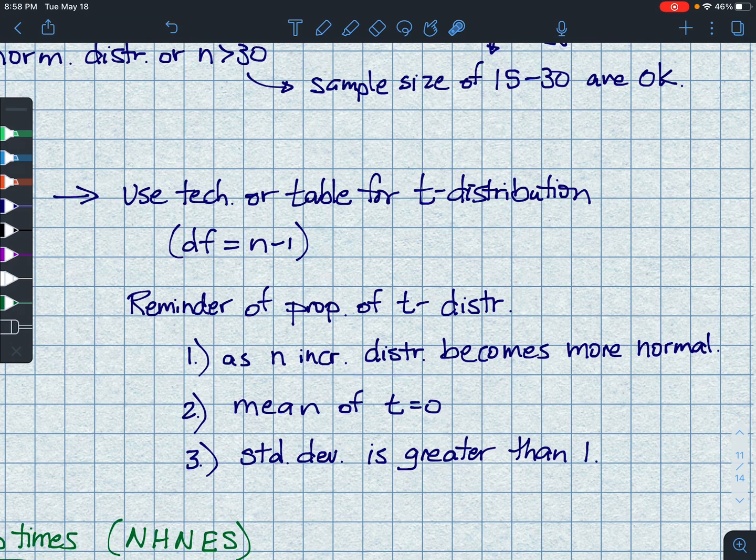As we increase n, the distribution becomes more normal. So as n is smaller, it has a kind of a shorter, wider stance. As n gets larger, it becomes more bell-shaped. The mean is t equals 0, not z equals 0. And our standard deviation is larger than 1.